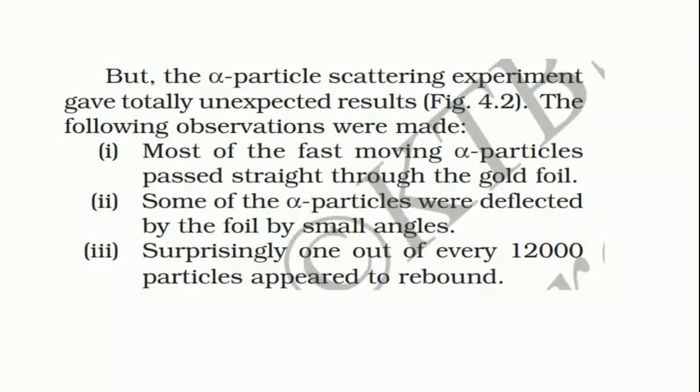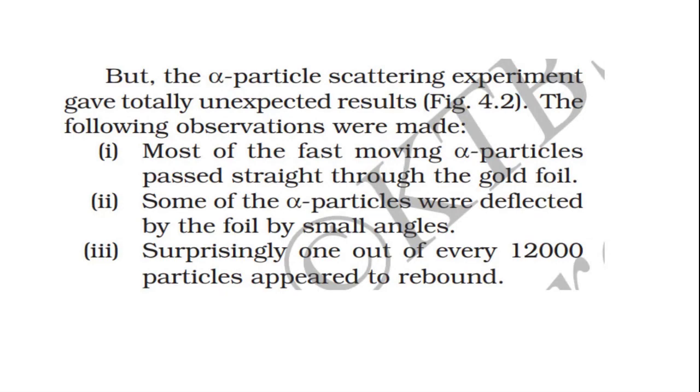Alpha particle scattering experiments gave totally unexpected results. The following observations were made. Observation first: most of the fast-moving alpha particles passed straight through the gold foil. Second observation: some of the alpha particles were deflected by the foil by small angles. Third observation: surprisingly, one out of every 12,000 particles appeared to rebound.